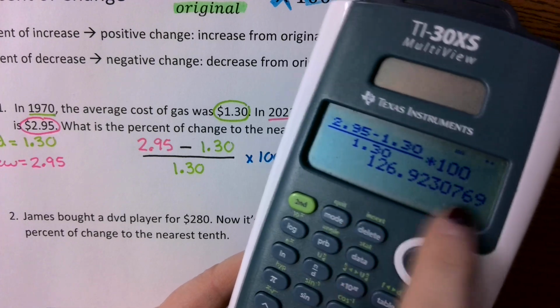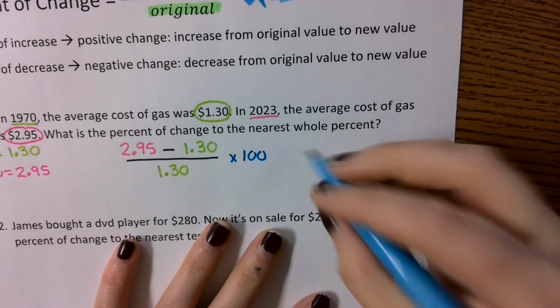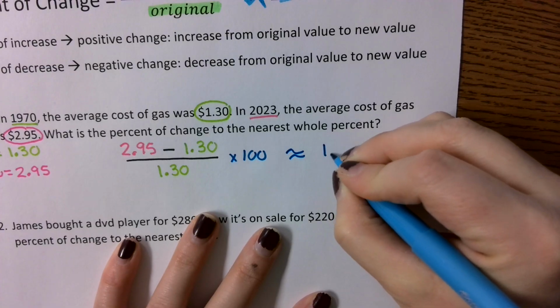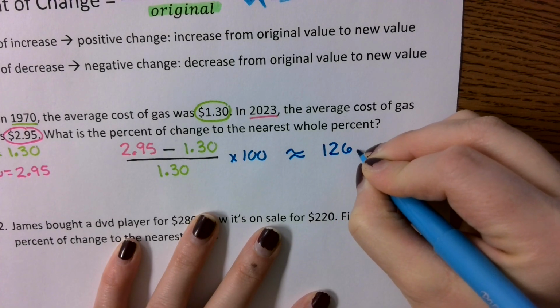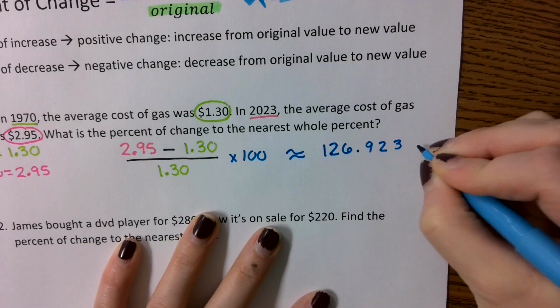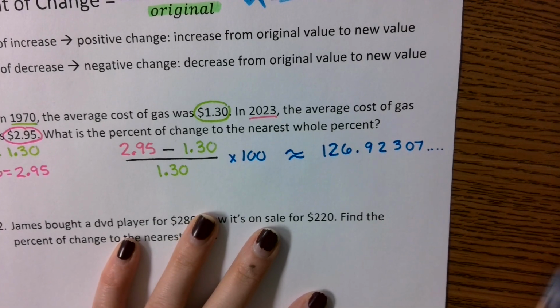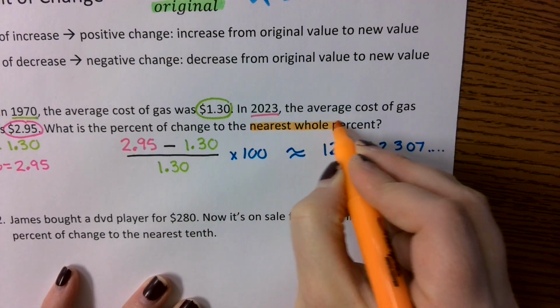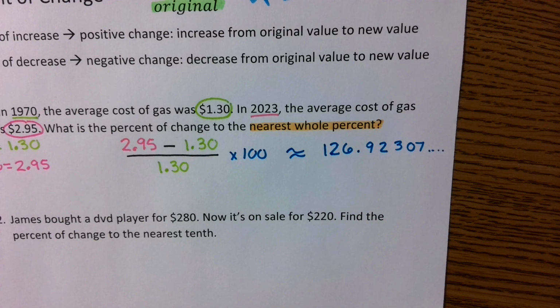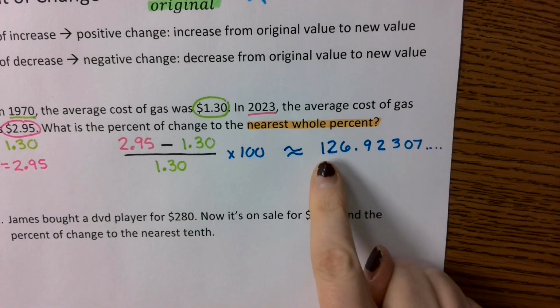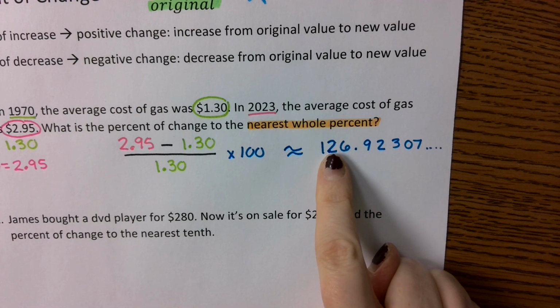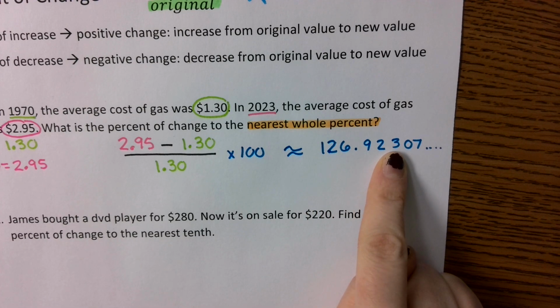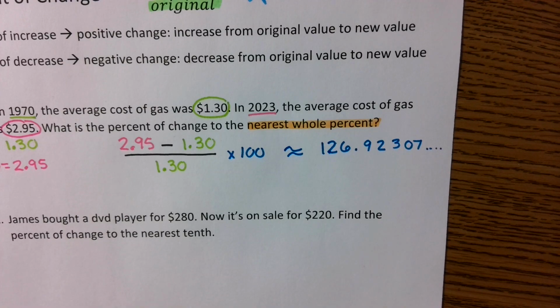So I get this whole long, lengthy answer here, right? This is going to come out to approximately 126.92307, and it just keeps going. Okay, but that's not what I'm wanting. The question is asking me to round it to the nearest whole percent. The nearest whole percent. What number up here? 1, 2, 6, 9, the other 2, 3, 0, 7. Which one of those numbers is the whole number? Coven?